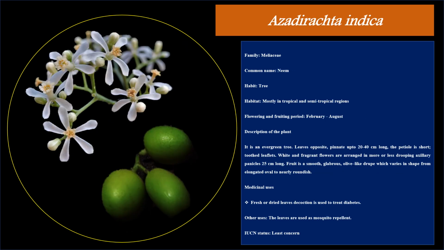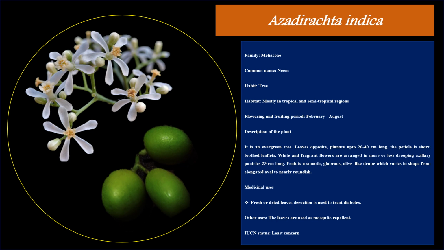Then comes our Azadirachta indica. Azadirachta indica, as we all know, is a tree species and it is widely available in India, and it has many medicinal uses that are used by common people in India or in the world. The family is Meliaceae, and its common name is neem. It is mostly found in tropical and semi-tropical regions, and the flowering and fruiting period is from February to August.